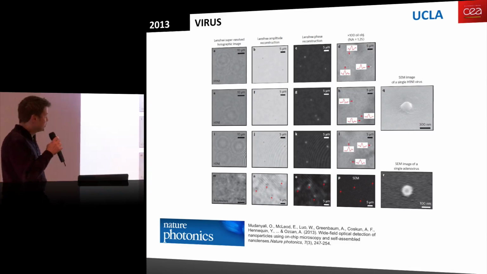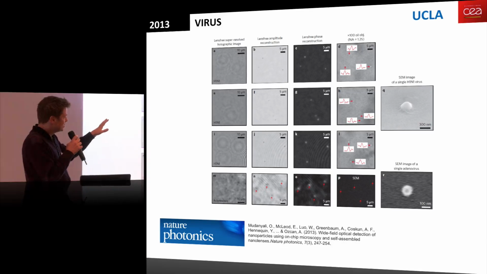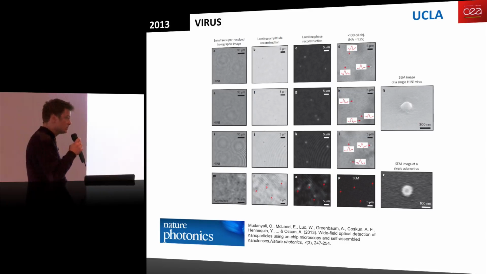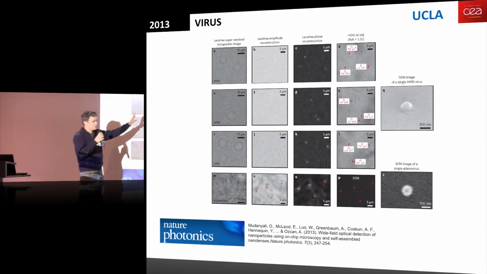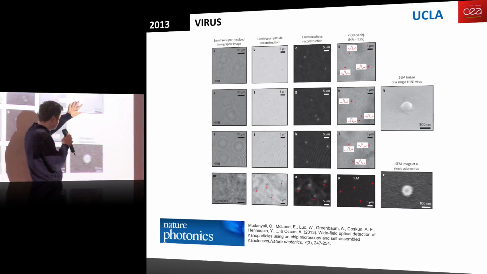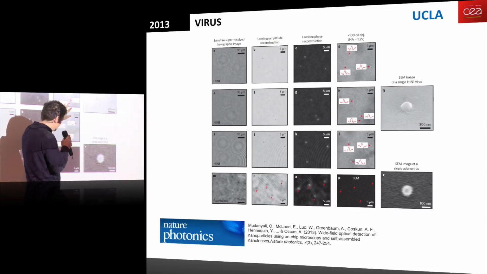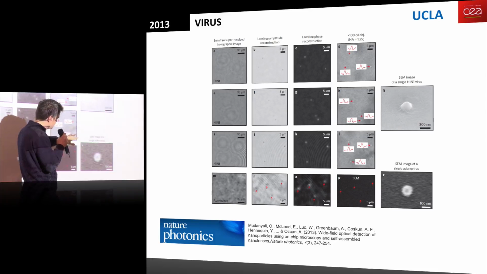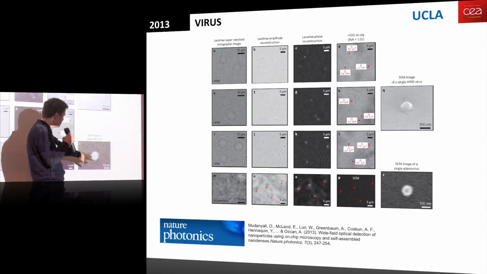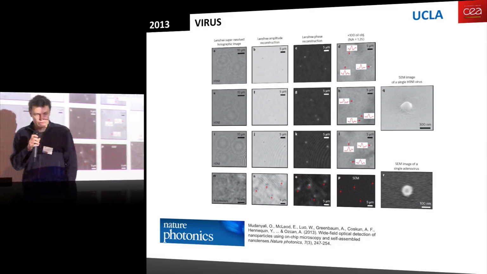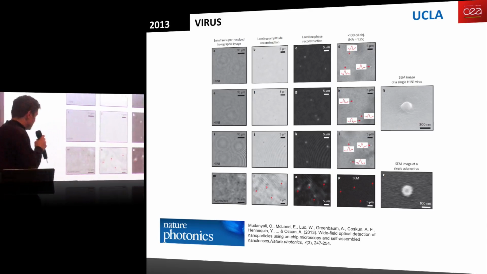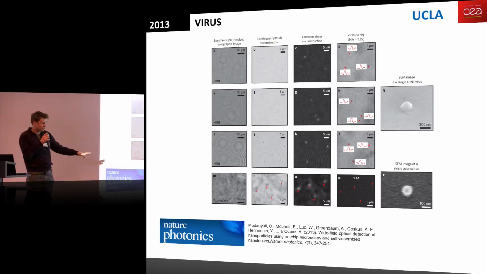And in collaboration with a lab at UCLA in Los Angeles, the lab of Professor Aydogan Ozcan, we have been able to detect single viruses of H1N1. They are pretty large, about 200 nanometers. And the smallest one that we have been able to detect is a single adenovirus of 100 nanometers. And this was a kind of tour de force, and this has been published in Nature Photonics in 2013.